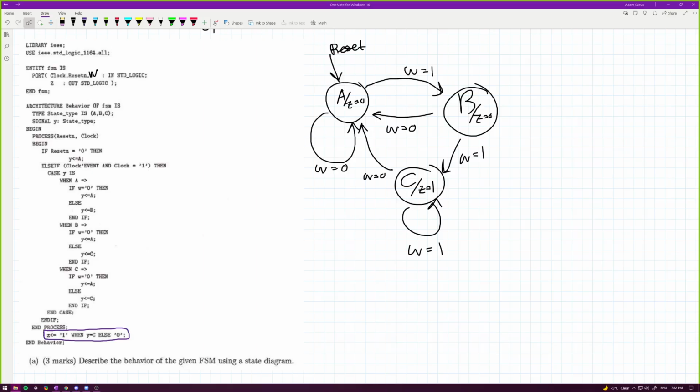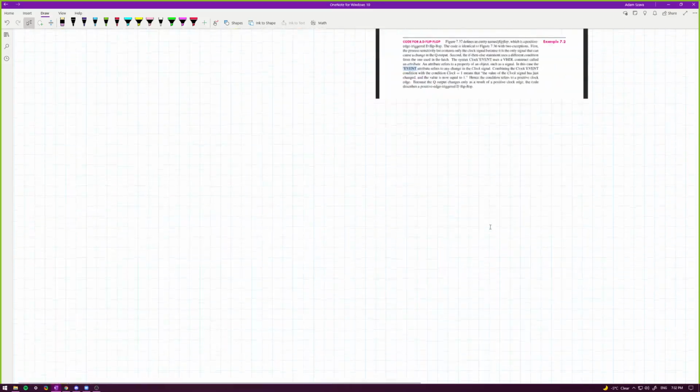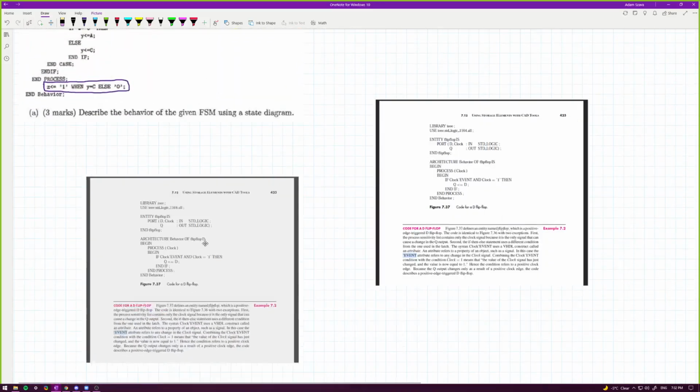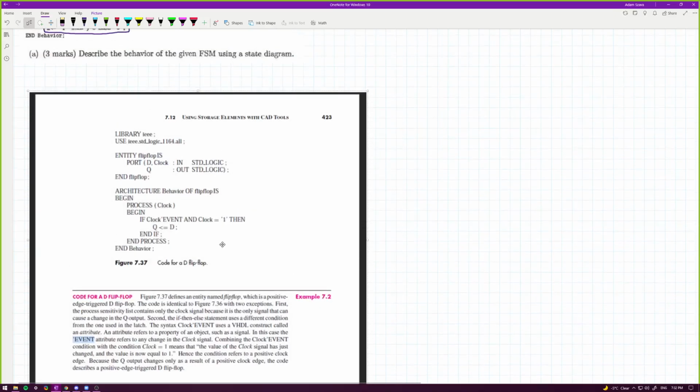Oh, by the way, I just sent the textbook page explaining the clock event stuff. If you just want to briefly show that so people can screenshot that. That's great. Thank you for sending that. Yeah. So here, just for reference, it's on page 423.